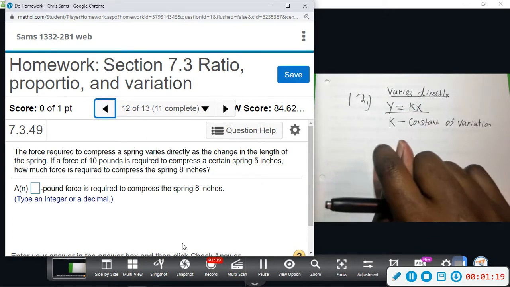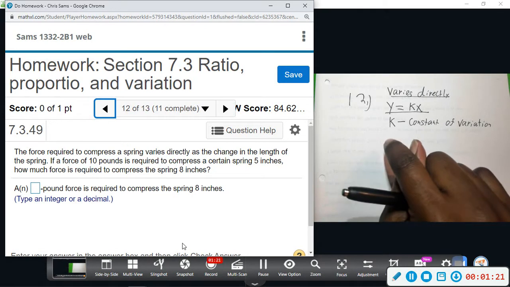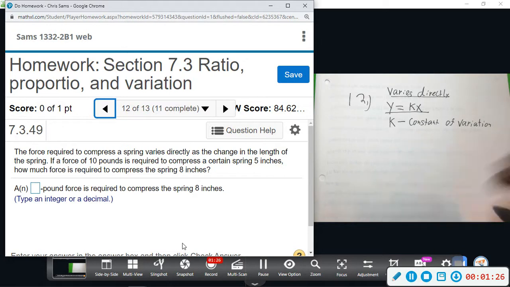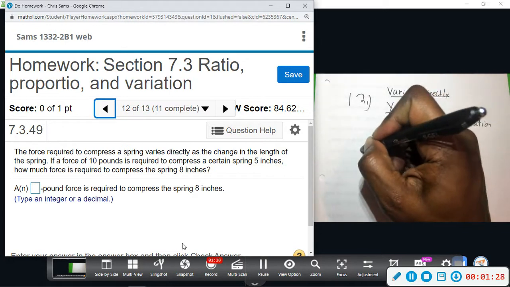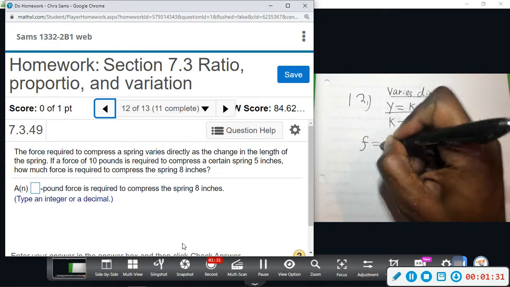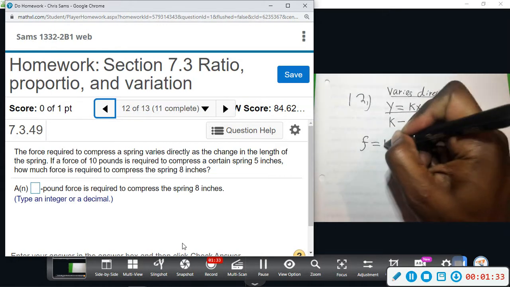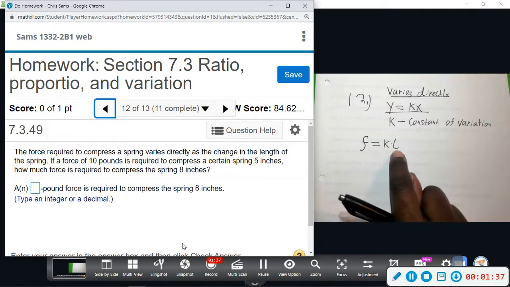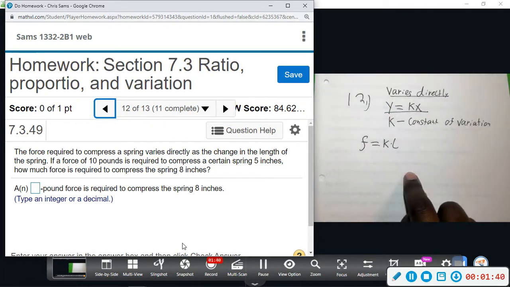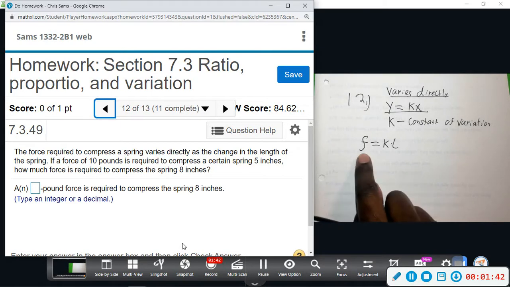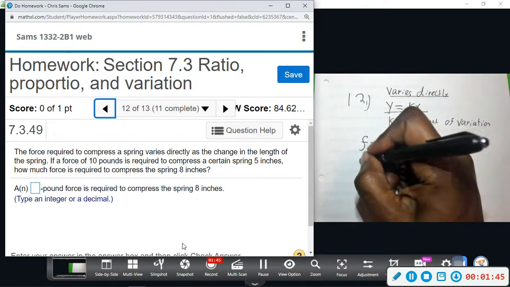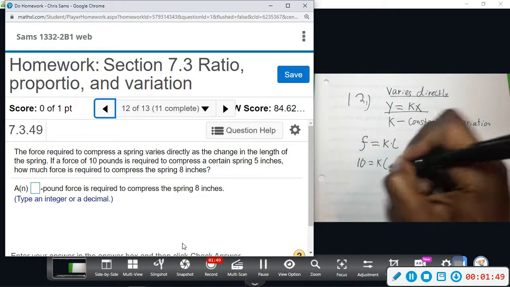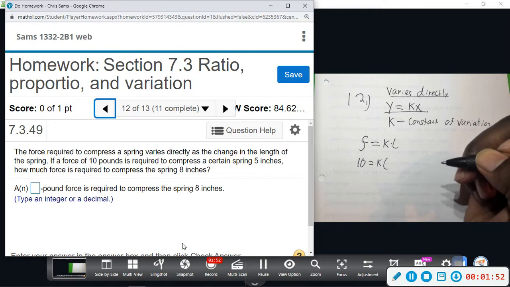So in this case, they tell us the force required to compress a spring varies directly as the change in length. So I would write this equation as F for force varies directly as the change in length. So you need K still and then times L. So I would use F and L instead of Y and X. That way, when they tell me the force is 10 pounds, I'm going to plug a 10 right here, equals K times 5 inches, the length required to compress the spring.